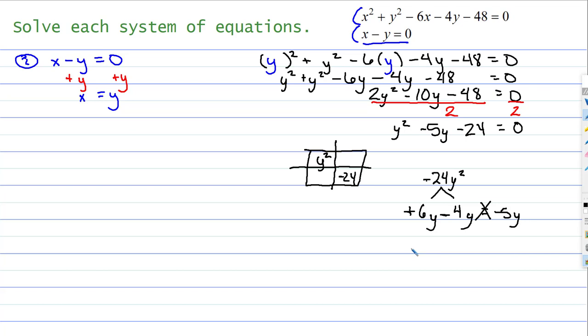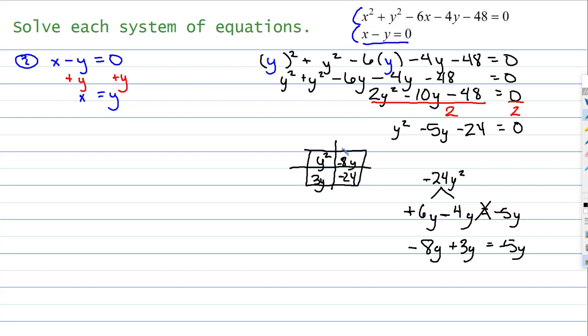The next two factors I can think of that would multiply to give me 24 is negative 8 and positive 3. Negative 8 plus 3 is going to give me a negative 5. So that gives me negative 5y. So that worked. Now, it doesn't matter the order I put them in over here, but I need to put in the negative 8y and the positive 3y.